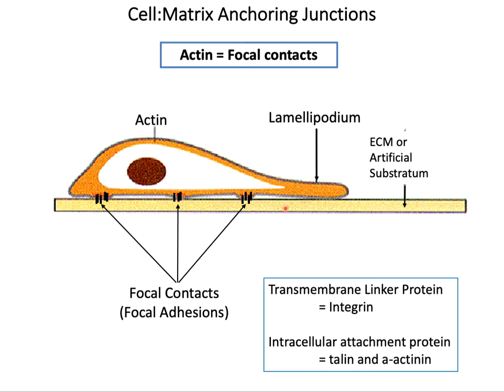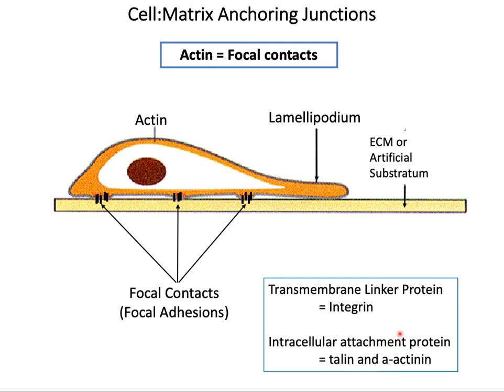And you will also remember that the cells that are motile usually have a band or a very, very large concentration of actin around the periphery of the cell. And this actin through focal contacts can then adhere to the extracellular matrix or to the surface of the tissue culture flask. In the case of focal contacts, the transmembrane linker protein is known as integrin, and the intracellular attachment proteins are usually talin or alpha-actinin. And it is the talin and alpha-actinin that connect the integrin to the actin.